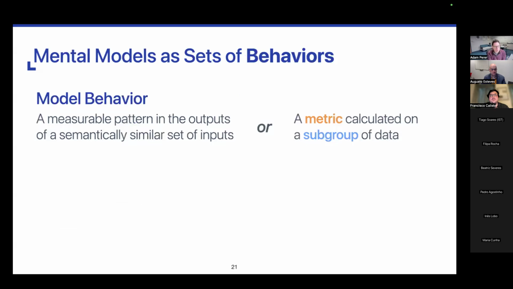And so Alex Cabrera, one of the PhD students that I advised and who recently graduated, identified a key concept where he combined these ideas and coined them as a model behavior. This is basically a quantifiable pattern in output for a semantically similar set of inputs. More simply, it's just a metric calculated on a subgroup of data, just like we were able to calculate performance on different genders and skin tones, for example. That's an example of a metric on a subgroup.